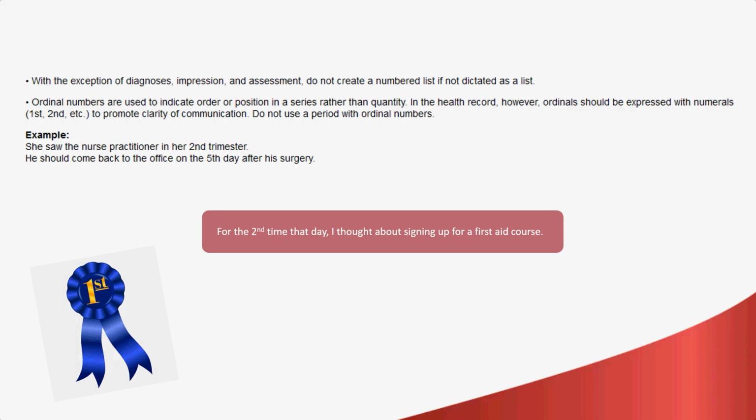Now, I have a little example here in this pinky box. For the 2nd time that day, I thought about signing up for a first aid course. So for the 2nd time that day, clearly there was a 1st time. So that's part of a series. We're going to write it numerically. Now, please just ignore the fact that the ND is in superscript. That's raised up a little bit higher. When you write it in dicto, it will just be level on the line with the 2. That's perfect. That's fine. Where I have first aid course, you know, there's no 2nd aid, there's no 3rd aid. First aid course is a general expression, so you write out the word. Okay?